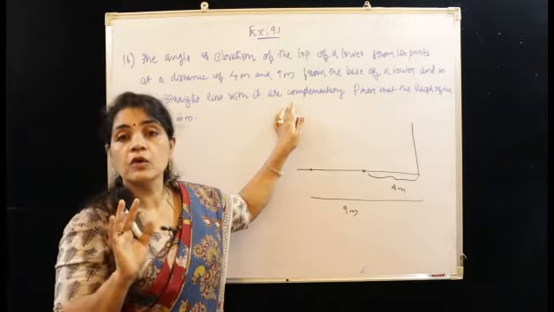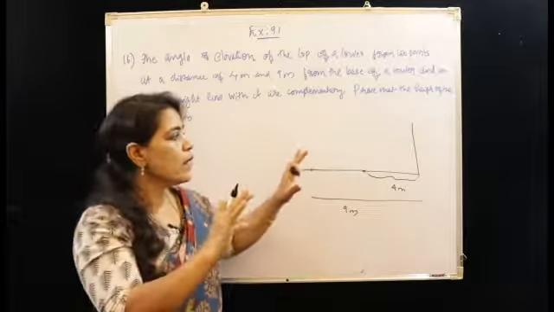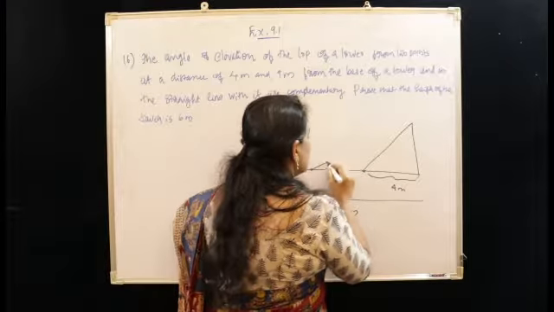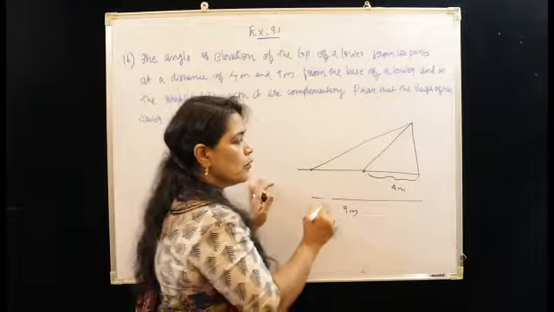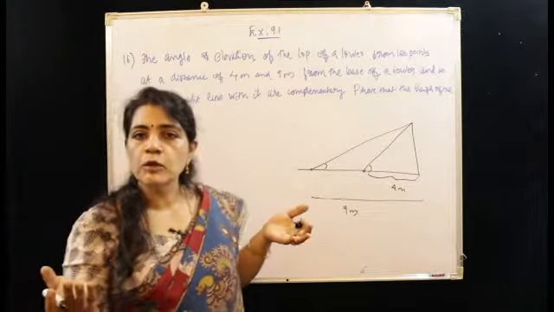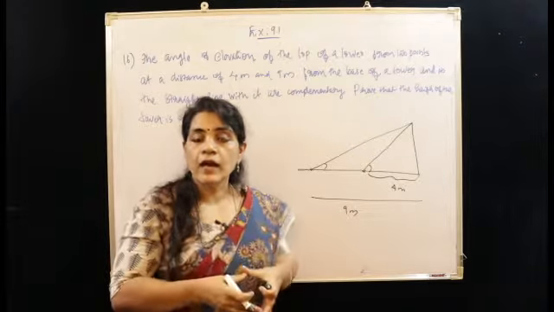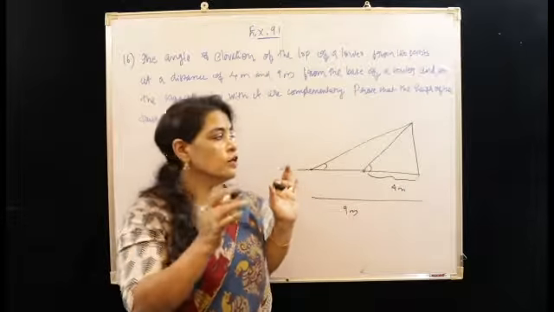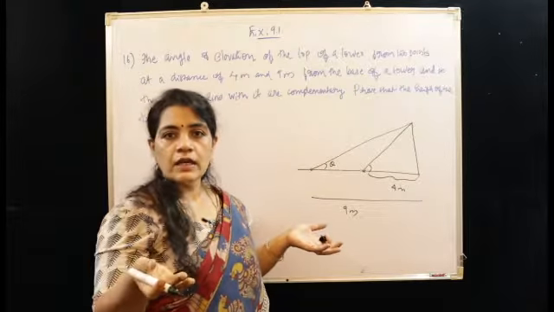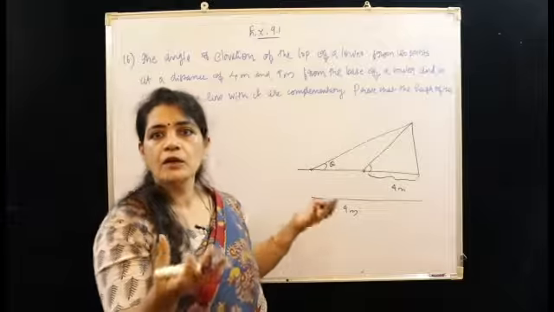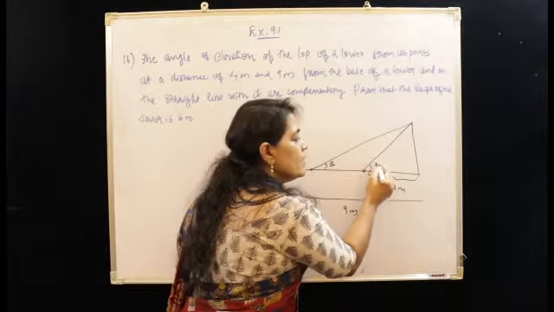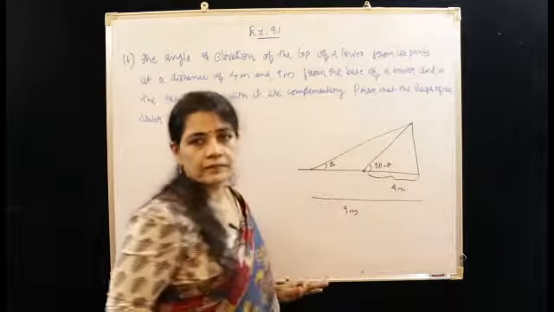That measurements are not given. The only clue is that these two angles, the angles of elevation of the top of the tower from these two points, are complementary. Two angles are said to be complementary when their sum is equal to 90 degrees. So if this angle is theta, this will be 90 minus theta. That means theta plus 90 minus theta equals 90 degrees. That is the meaning.